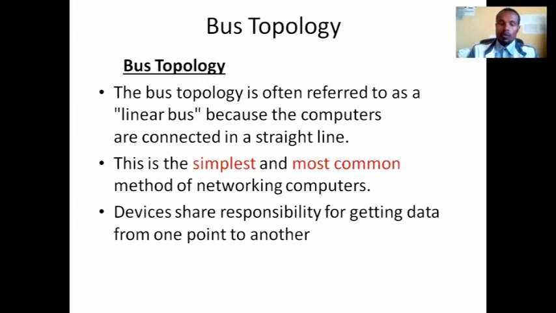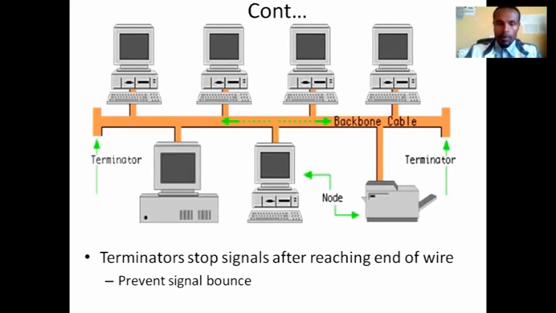This is the simplest and most common method of networking components. In networking, bus topology is the simplest and most preferable topology system. In this topology, devices share responsibility for getting data from one point to another. They share their resources and data sent from one computer to the other, so they have equal responsibility in sharing as well as sending data. We call it linear bus topology because they are connected in a straight line.